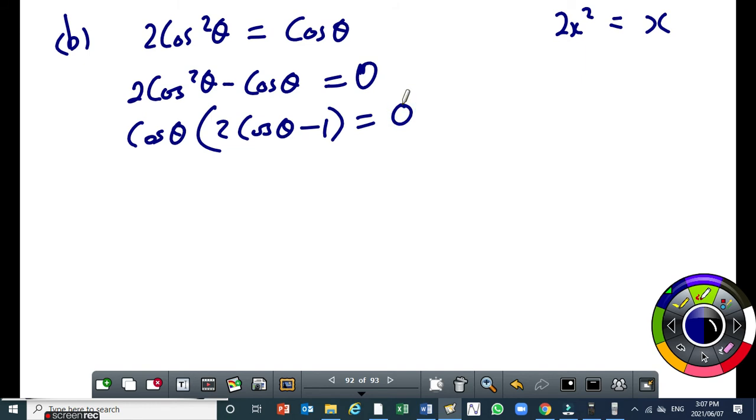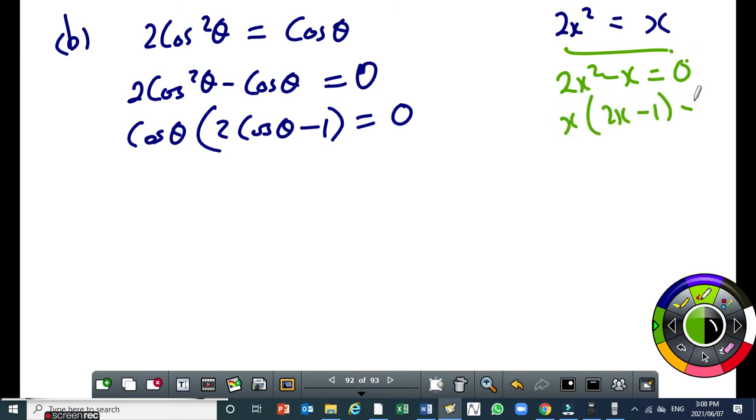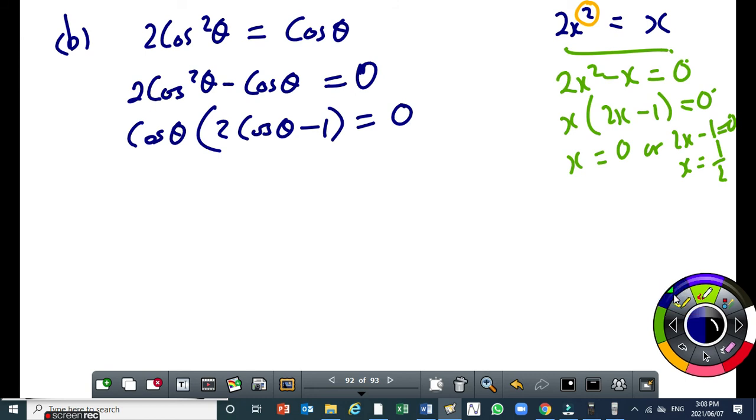So it will be wrong if I just divide it by cos theta. Even in algebraic equations, it will be wrong. If you have an equation like this, you take the x to the left and you get 2x squared minus x equal to 0. Then you factorize, you get x times 2x minus 1 equal to 0, which means x will be equal to 0 or 2x minus 1 will be equal to 0. Therefore, x will be a half. So you get two values of x there. Because of this 2 here, that's a sign that it's quadratic. So this is also a quadratic equation, but a quadratic with some trig in it.